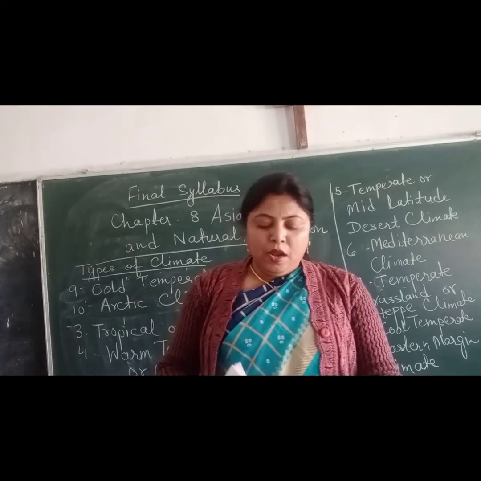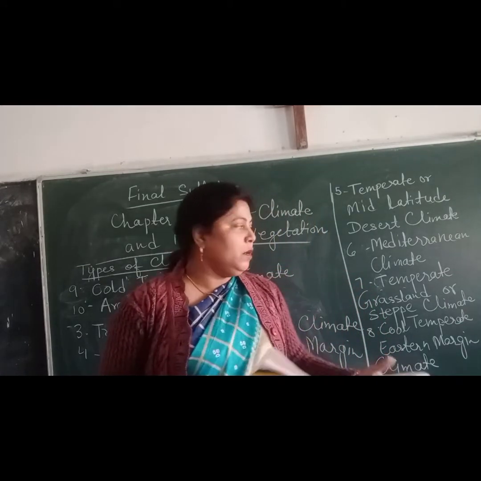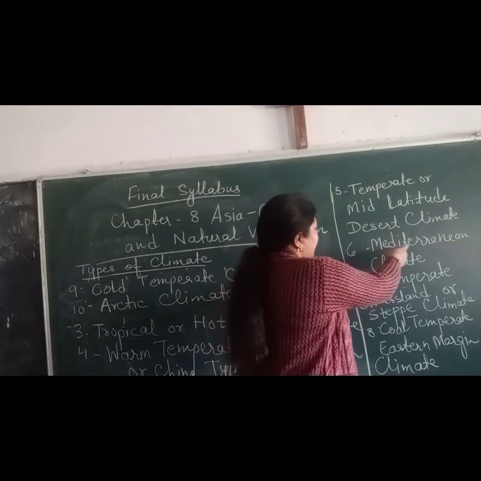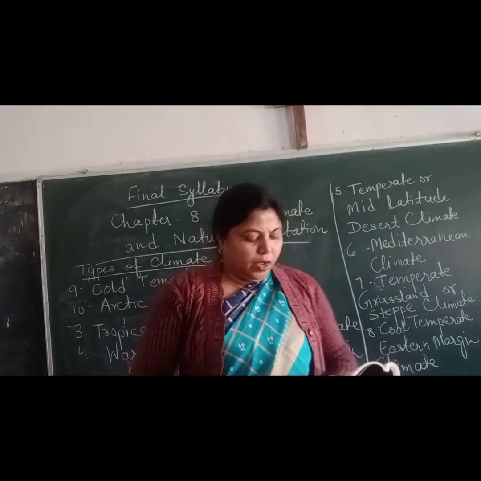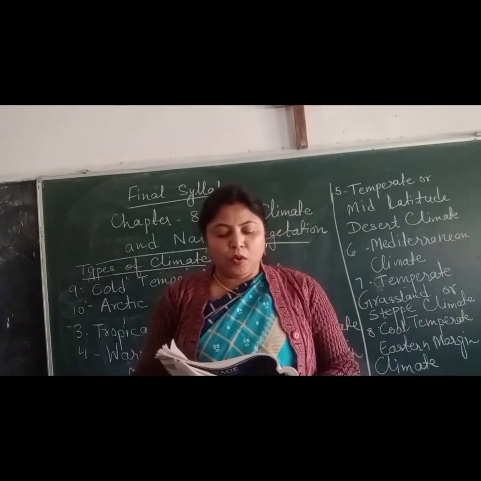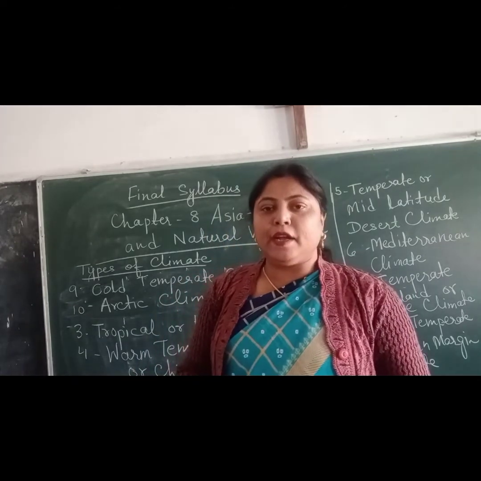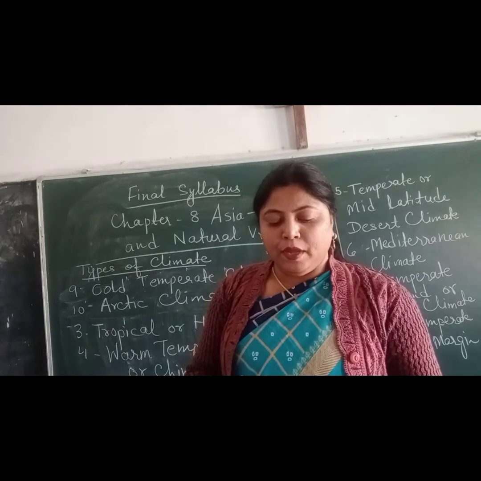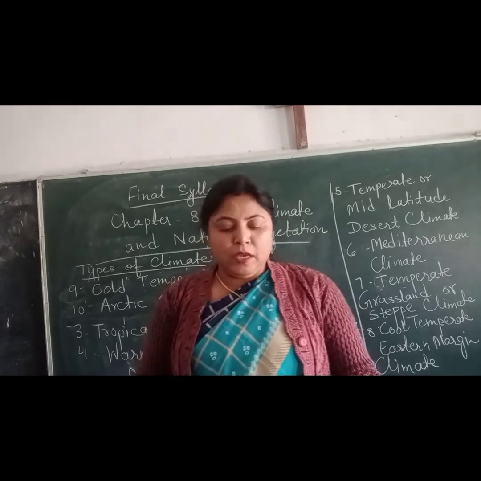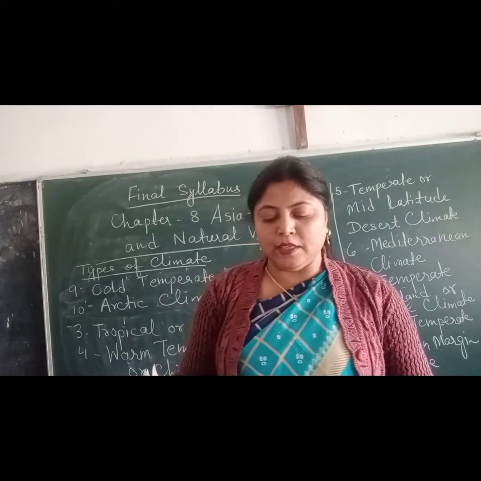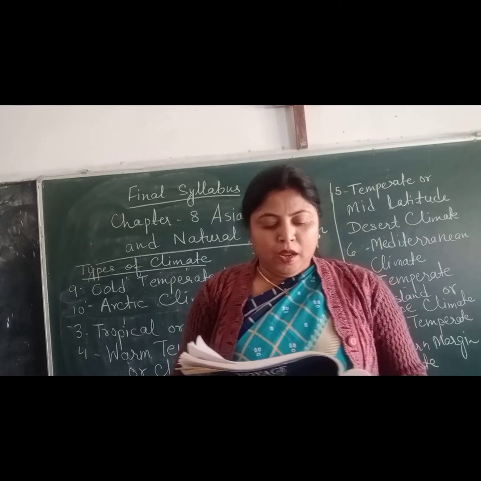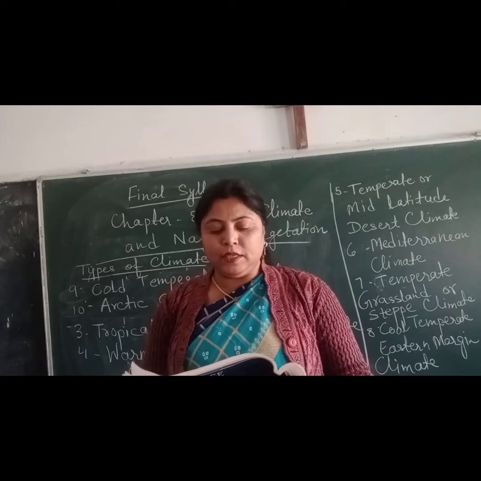So children, now I will discuss the next type of climate, Mediterranean climate. This climate is characterized by warm, dry summers and cool, wet winters. The climate type gets its name from the Mediterranean region around which this type of climate prevails. Countries of West Asia such as Syria, Turkey, Lebanon and Israel have this type of climate.